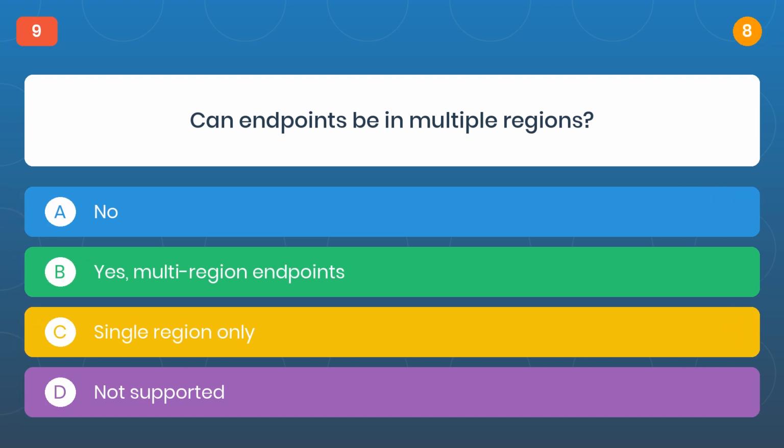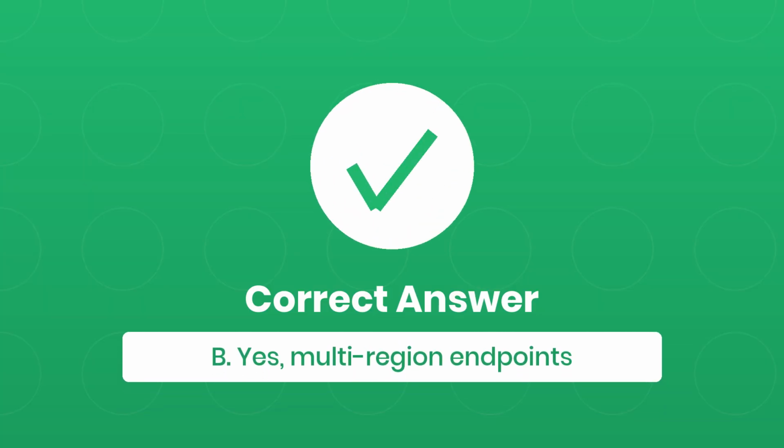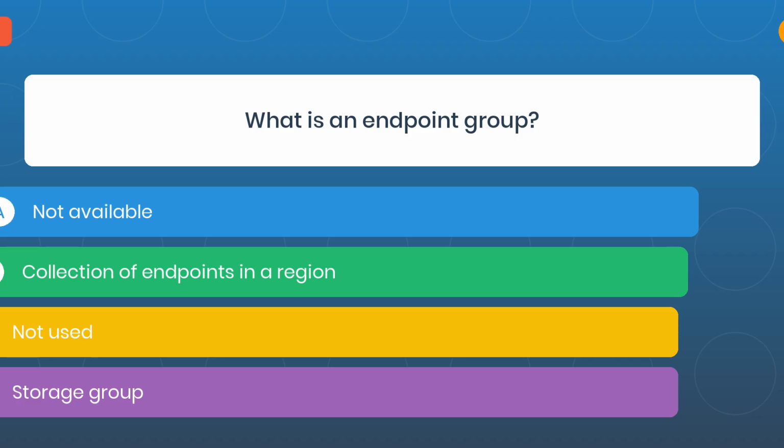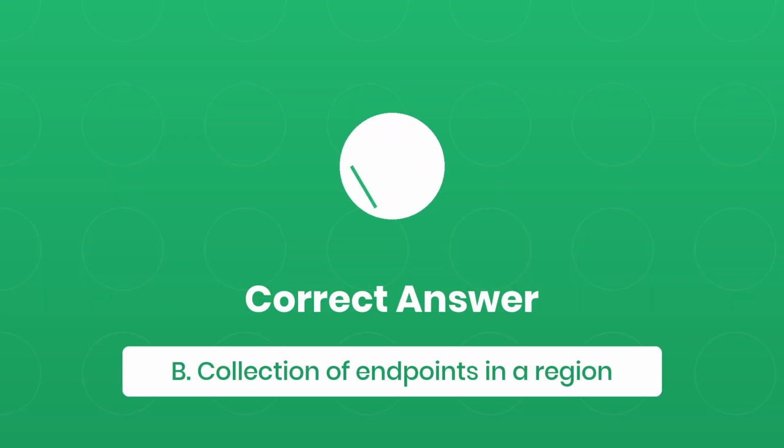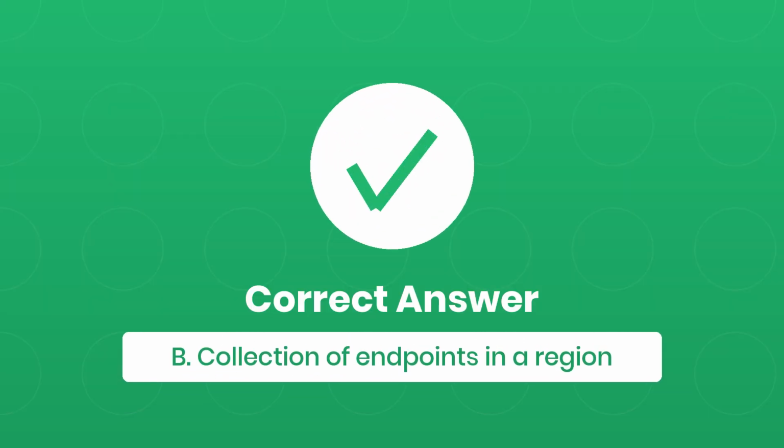Question 9. Can endpoints be in multiple regions? The correct answer is B, yes, multi-region endpoints. Question 10. What is an endpoint group? The correct answer is B, collection of endpoints in a region.